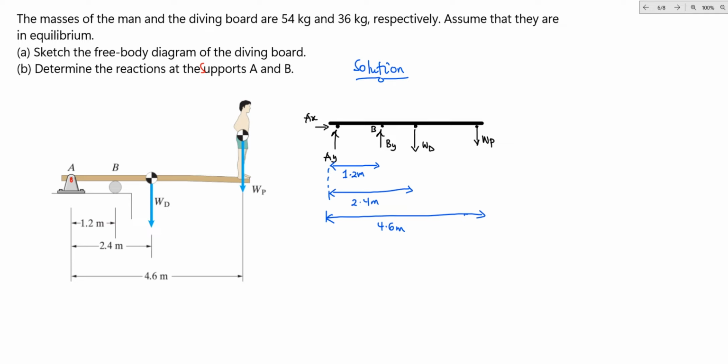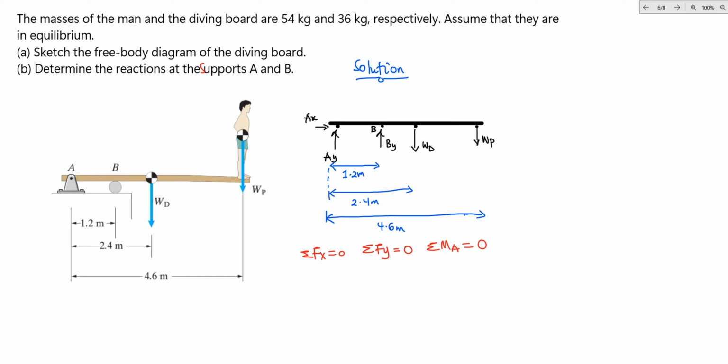Now let's look at how you're going to find the reactions at point A and point B. To do this, you're going to apply the equilibrium equations, which say that the sum of the forces in the x-axis direction should be equal to 0, the sum of the forces in the y-axis direction should be equal to 0, and the sum of the moments should also be equal to 0. In this case, you are going to take moment about the first point, which is point A. So the sum of moments about point A should be equal to 0.